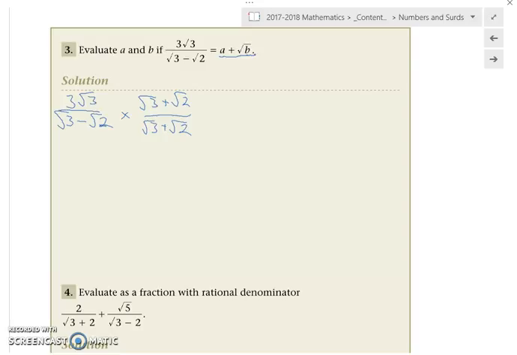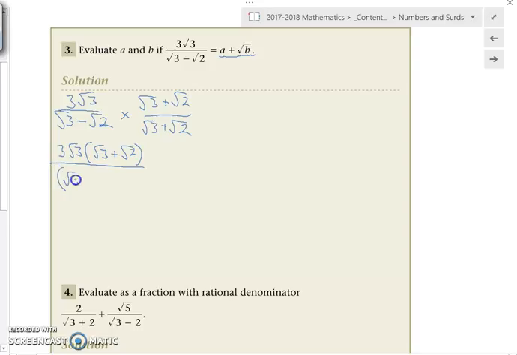All right. So what do we got now? Now we've got 3 and the square root of 3. And then in brackets you've got the square root of 3 plus 2. And then on your denominator you've got your binomial, the square root of 3 minus the square root of 2, and then the square root of 3 plus the square root of 2.